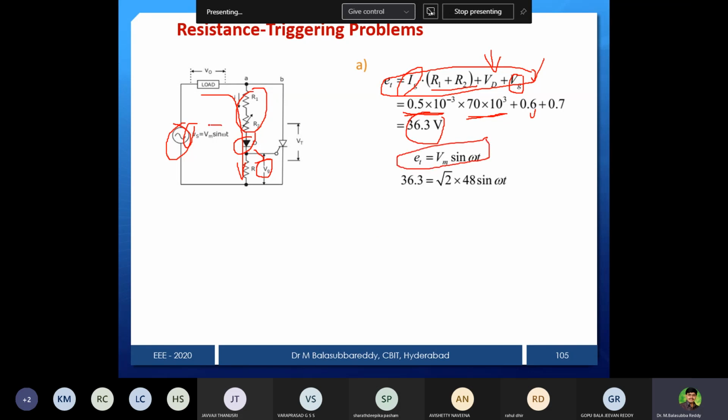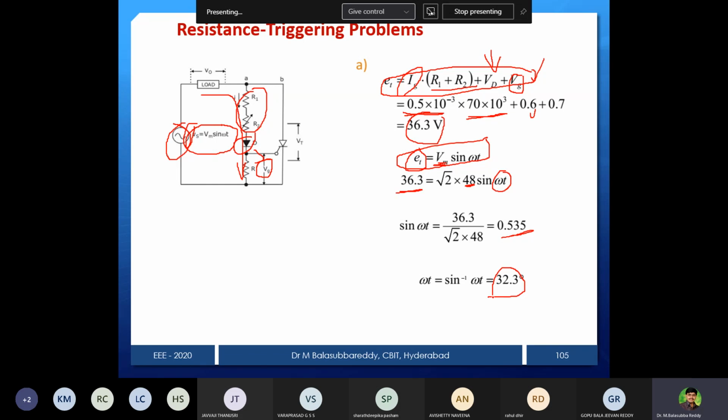Now you know the supply voltage is Vm sin omega t. That Vm we calculated from this equation as 36.6. What is Vm? Root 2 into Vs, and Vs is given as 48 in the problem. So root 2 into 48 sin omega t. That omega t we need to calculate, which is nothing but alpha. So sin omega t is equal to 36.6 by root 2 into 48. Then omega t is the sin inverse of that, sin inverse of 0.535, which gives us 32.3 degrees.